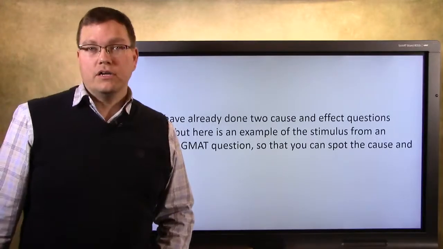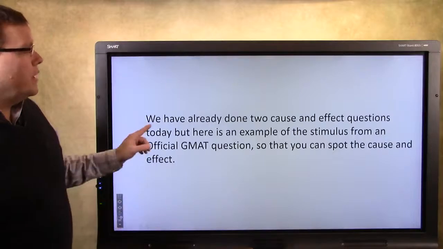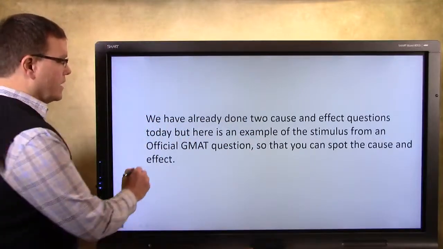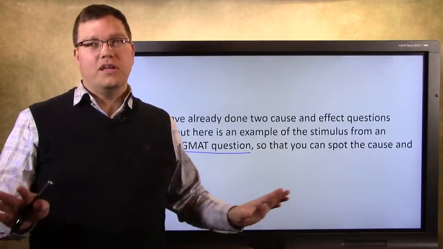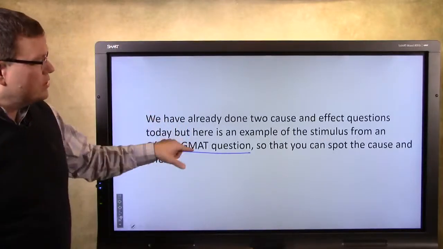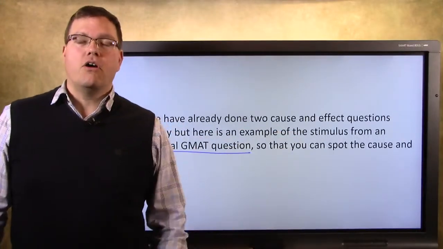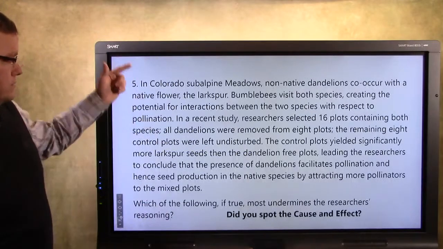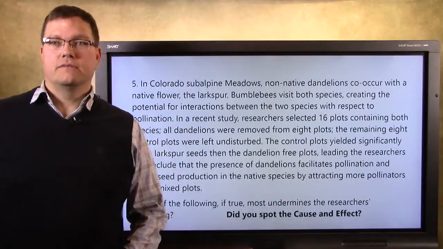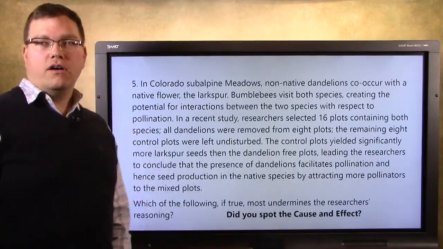Now, we've already looked at 2 cause and effect questions. But here's an example of a stimulus from an official GMAT question. Just the stimulus. I'm not going to do the whole problem. I don't want to ruin it for you guys. But I want to look at that stimulus because I want you to spot cause and effect in a tough question. And maybe some of you have seen this before. Look how long that question is, right?